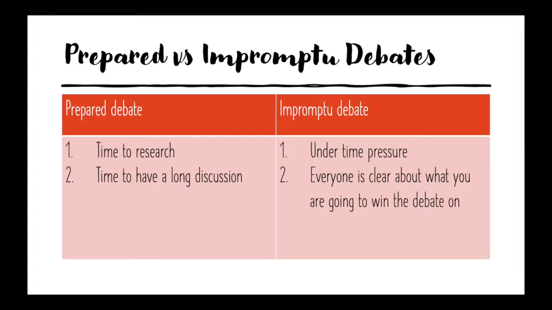Approaching a motion in an impromptu setting and in a prepared debate are different tasks. In a prepared debate, you have time to research, you have time to have a long discussion, etc. But in an impromptu debate, the focus is on getting a case out under time pressure and, crucially, making sure everyone on the team is crystal clear about what you're going to win the debate on later down the line. This video is going to mainly focus on the principles of taking apart a motion in an impromptu setting. So just a few thinking models to generate arguments quickly and to know what needs to be defended. Some of this may be applicable to prepared motions as well.